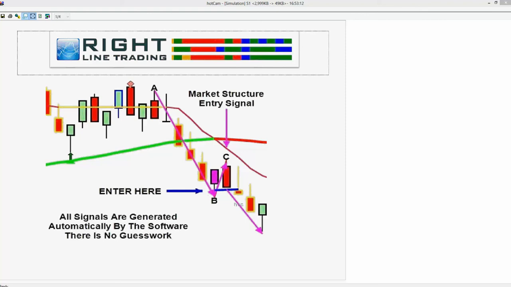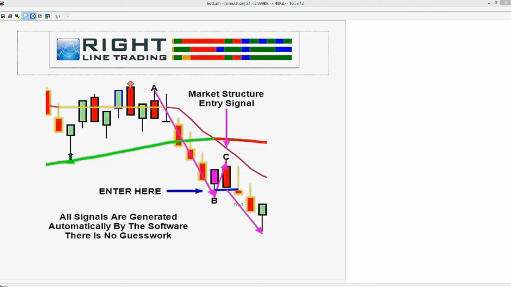Now, the A, the B, and the C that are traced out here were not put in by me on the slide. They're traced out by the software. An A prints anytime there's a trend. And a trend is any 2 candles of the same color that occur contiguously. So 2 red candles create a downtrend, and 2 green candles create an uptrend, and A prints.